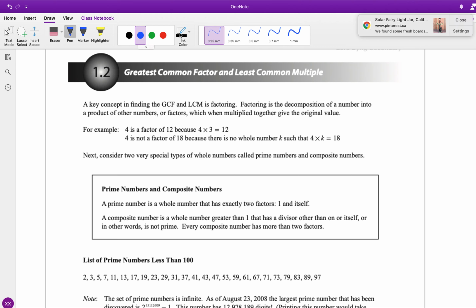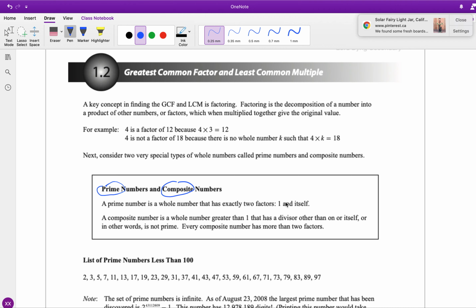Now let's take a look at 1.2. All right, so 1.2, it says greatest common factor and least common multiple. This, again, is a review from grade 9 or even elementary school. Okay, now here, first of all, these definitions: what is a prime number and what is a composite number.